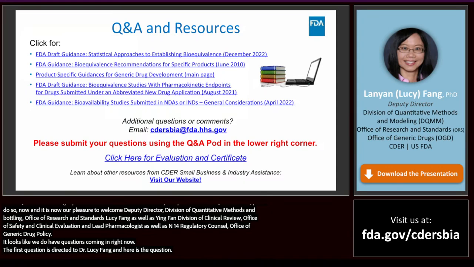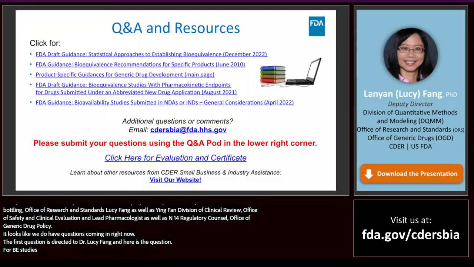And here is the question. For BE studies with 2 reference treatment arms, can we only submit BE data on the test product and the U.S. reference product?